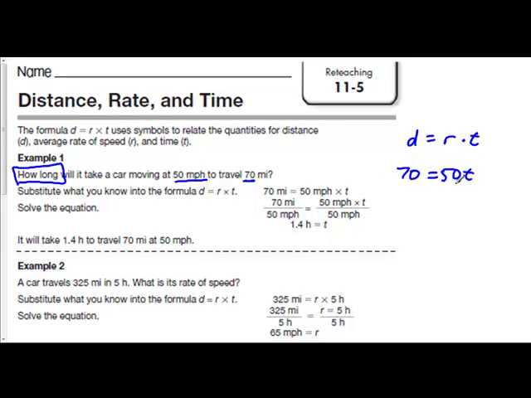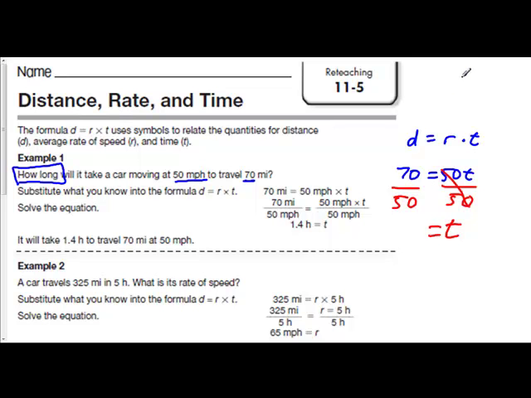This looks like the algebra that we used to solve. How do we do that? We undo multiplication by division. Remember, we do the opposite operation. Instead of multiplication, we do the opposite of multiplication, which is division. And we want to isolate this variable, get it all by itself. That means we divide by 50, and whatever you do to one side of the equation, you have to do to the other. So now this cancels out, and t equals 70 divided by 50.